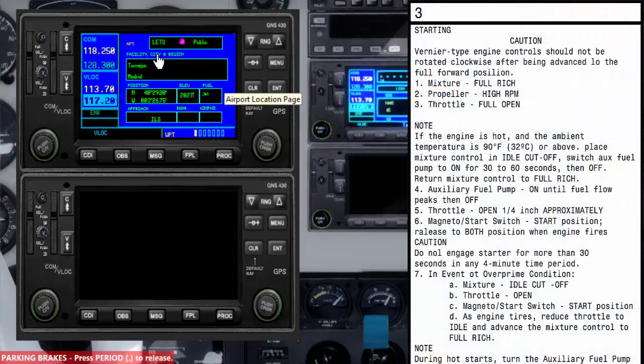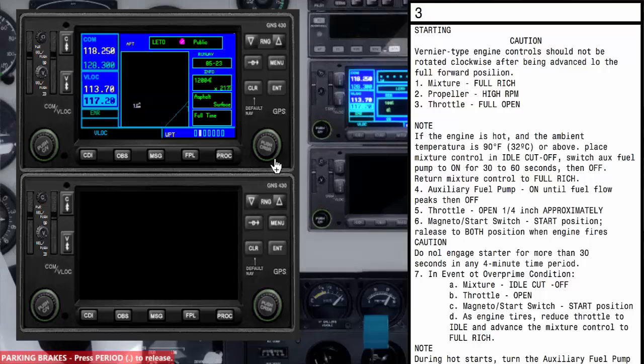By the way, we have the starting checklist there. Okay, we need to put the mixture full rich, the propeller in high RPM, the throttle full open. Okay, we'll continue taking a look at the checklist.